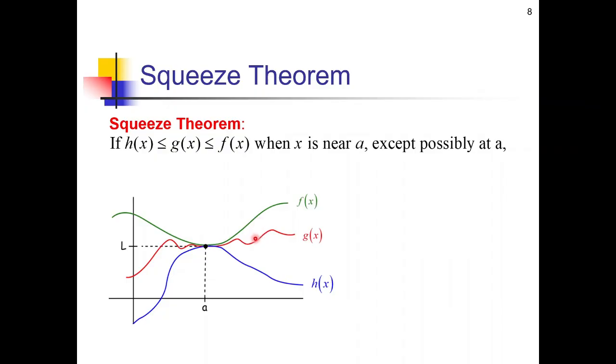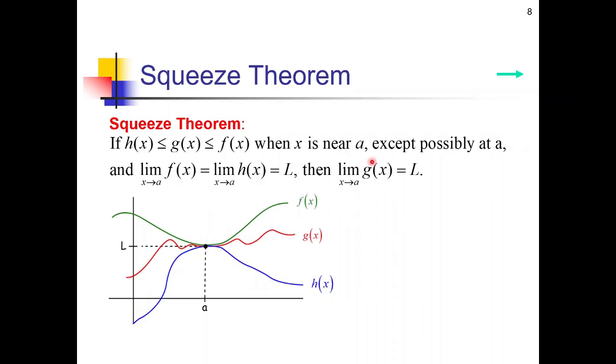Basically, g is between or equal to f and h at all x values that are near a certain a value, except possibly at the a value. It doesn't actually have to be true exactly there, but close to there. So if we're given this, and we are further given that the limit as x approaches a of the f function and the limit as x approaches a of the h function are approaching the same number, we'll call that number L, then we can conclude from this that the limit as x approaches a of the g function must also be L.